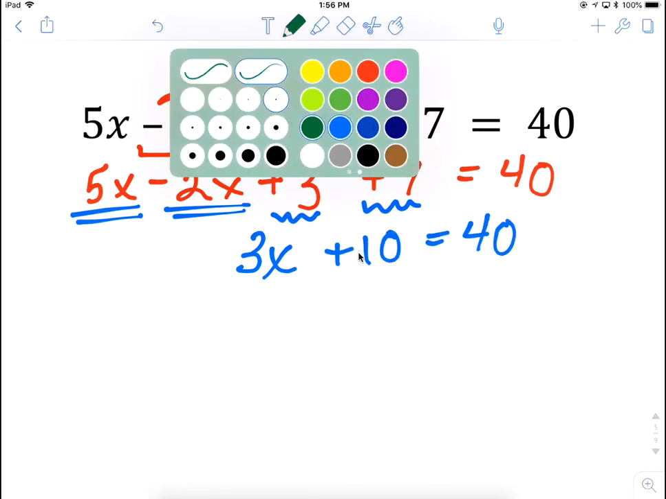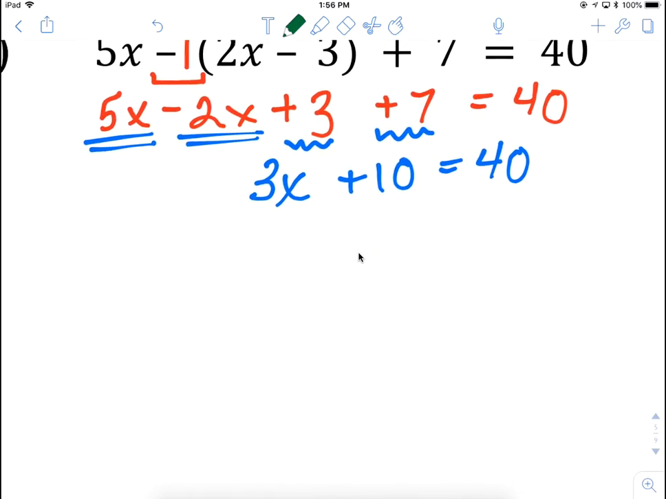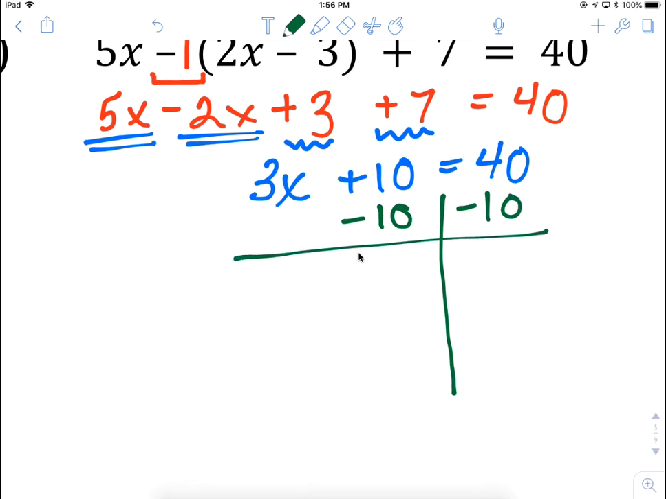Once we have combined everything possible, we are ready to solve. So at the party, who's the loner? It's not the 40. 40's not at the party. It's not the 3 because 3's the best friend. He's stuck to x. So it's got to be the 10. To cancel out addition, we're going to subtract on both sides. What I do to one, I have to do to the other. So we are left with 3x equals 30.